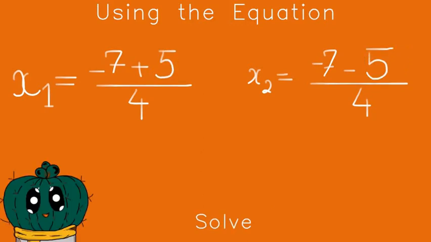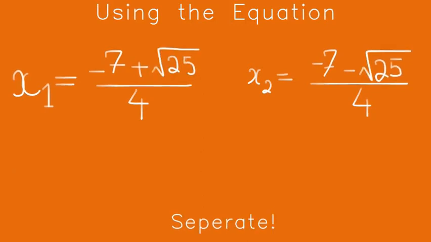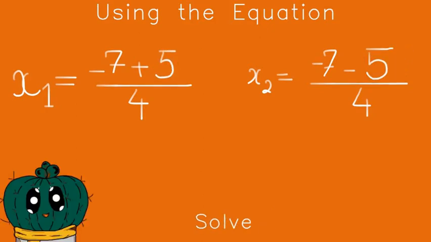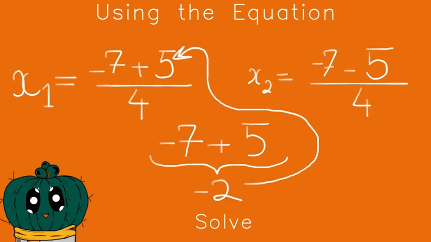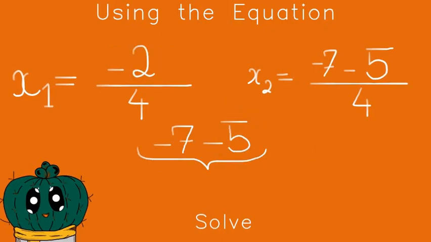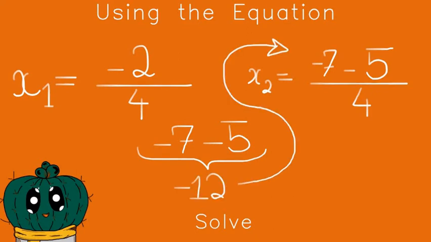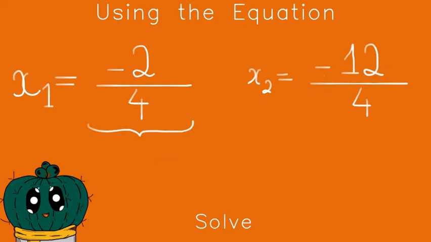Okay, so again we're going to be simplifying it. So square root of 25 in both cases is just going to be equal to 5. Okay, so let's actually try to solve the left hand side first, the x1. So negative 7 added to 5 gives us negative 2. Okay, so we put the negative 2 right where it should be. On the right hand side, negative 7 added to negative 5 is just equal to negative 12. So we put that on the right hand side. We are left with negative 12 divided by 4.